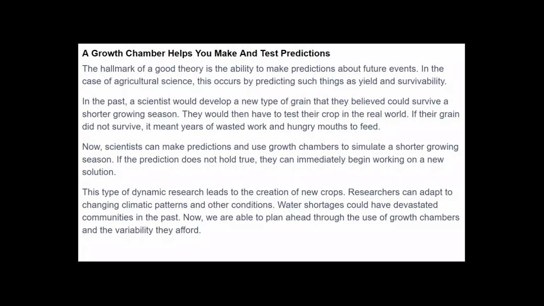This type of dynamic research leads to the creation of new crops. Researchers can adapt to changing climatic patterns and other conditions. Water shortages could have devastated communities in the past. Now we're able to plan ahead through the use of growth chambers and the variability they afford. And that's important. As I say, climates are changing and we need to adapt to periods of drought followed by periods where you have extreme rainfall. And we need to develop plants which are tolerant of these. And that basically seems to finish the presentation.